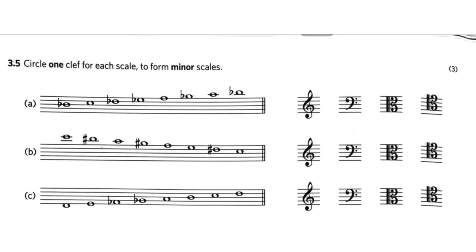You have to form a minor scale by picking the correct clef. So it's very crucial to know if it's ascending or descending. In the harmonic minor, both ascending and descending we raise the 7th. And in melodic minor, only ascending we raise the 6th and 7th and not for descending. And then we'll check what the first note would be according to each clef.